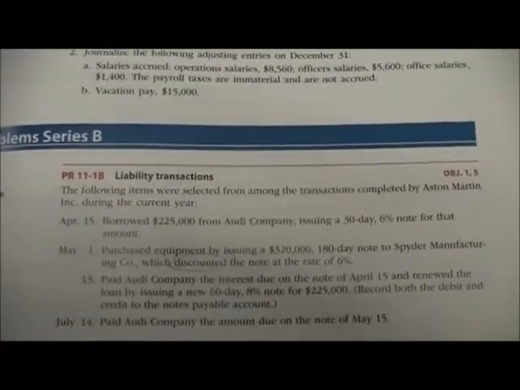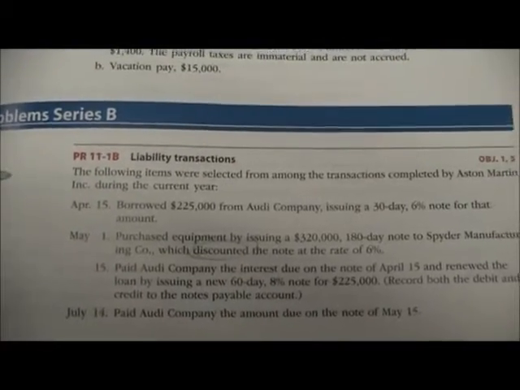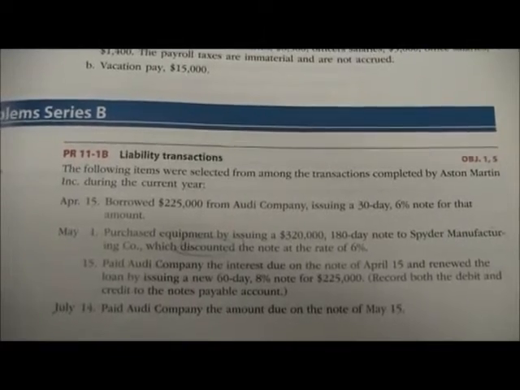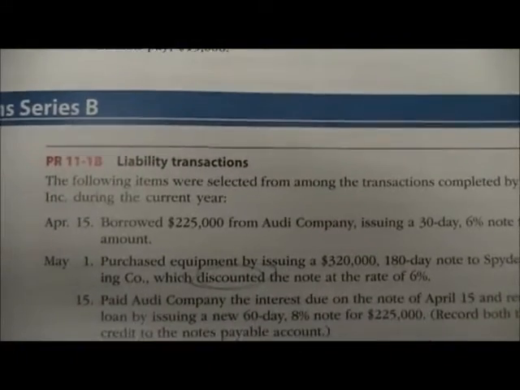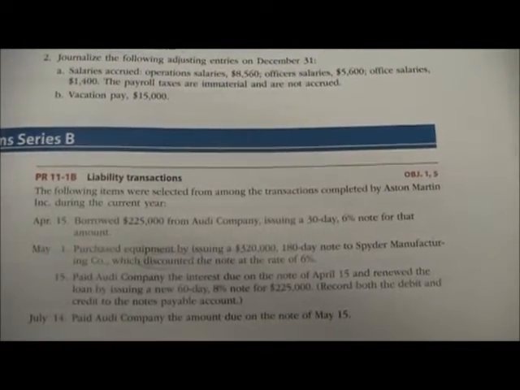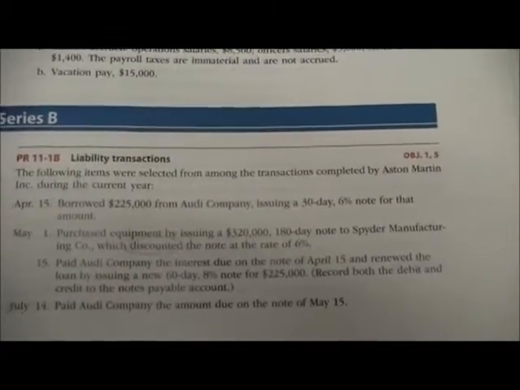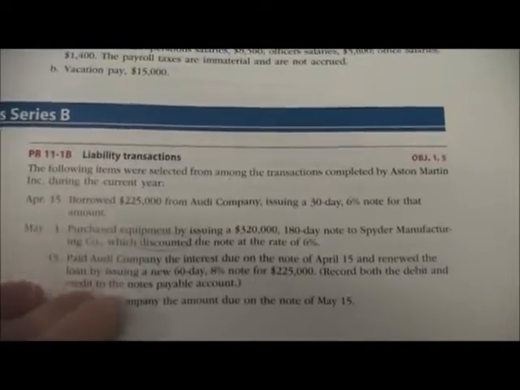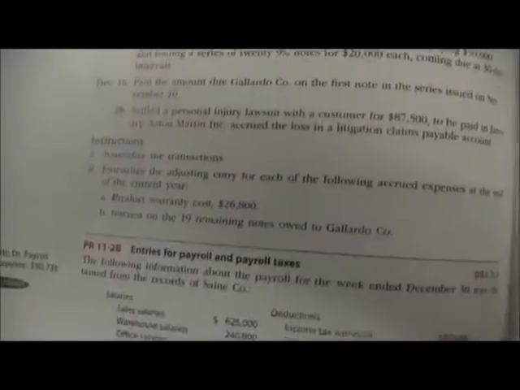Our problem for Chapter 11, our first problem anyway, is going to be 11-1B, which is on page 529 of your textbook. We're going to look at transactions that have to do with liabilities. The following items were selected from among the transactions completed by Aston Martin Inc. during the current year. And there are some of our transactions. And if we turn the page, there's more transactions at the top.